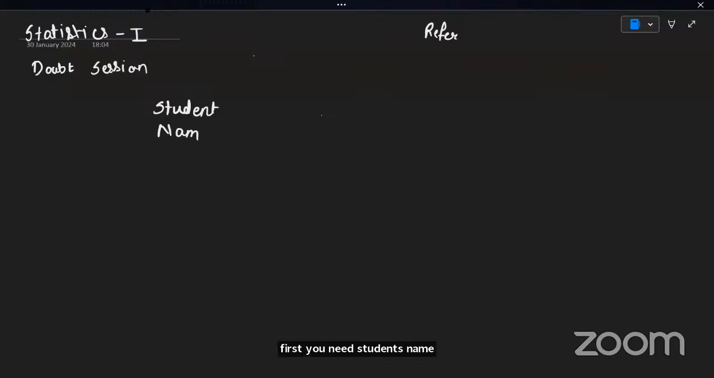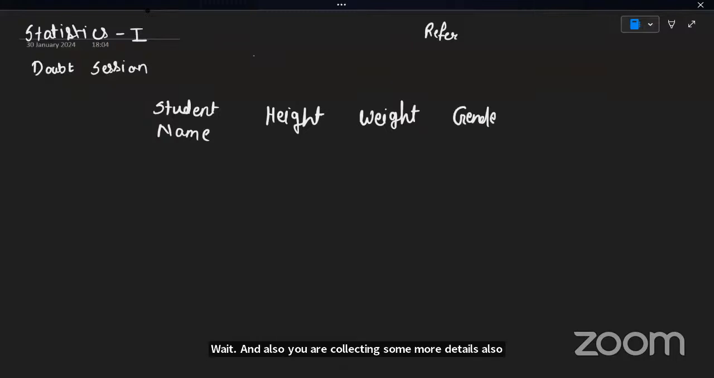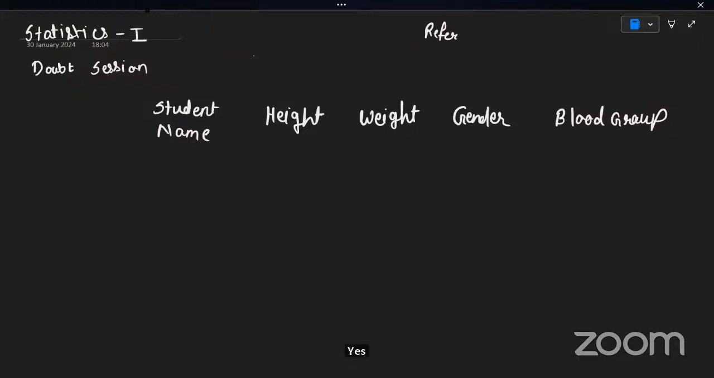Then you will find height, weight, and you are also collecting some more details, let's say their gender and blood group also. Fine. So now you have a table.